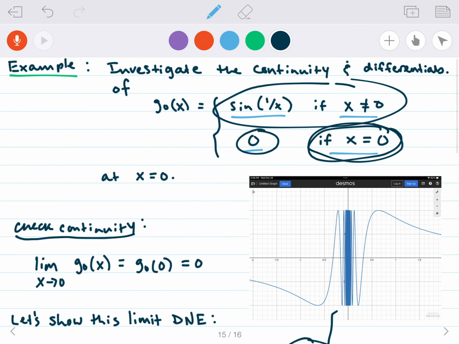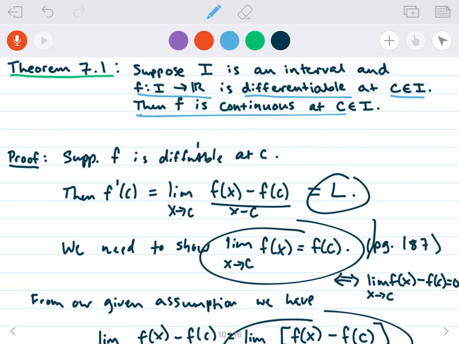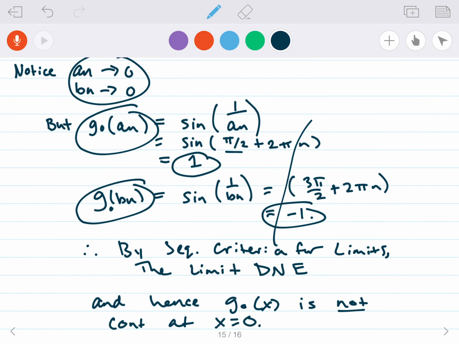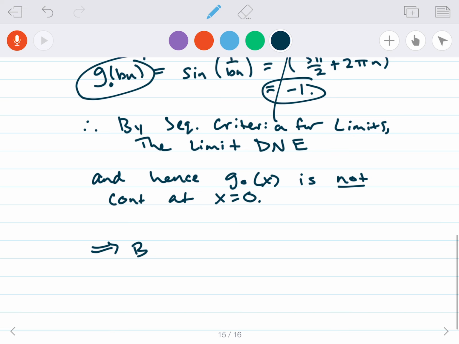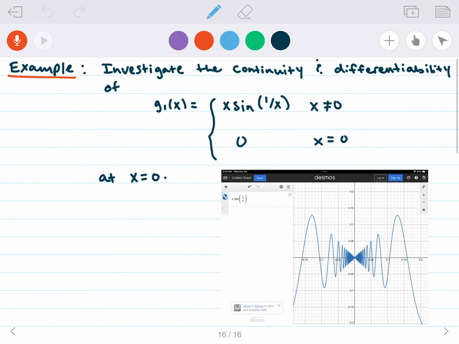It is not continuous, and therefore, let's see what the name of the theorem was. It was theorem 7.1. Okay, so then by theorem 7.1, it's not differentiable either at 0. Okay, so that was that one. Now let's look at another cool example.